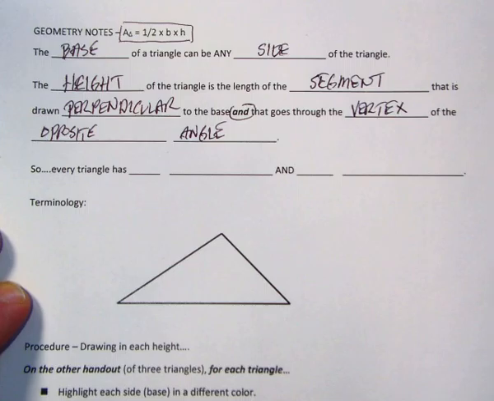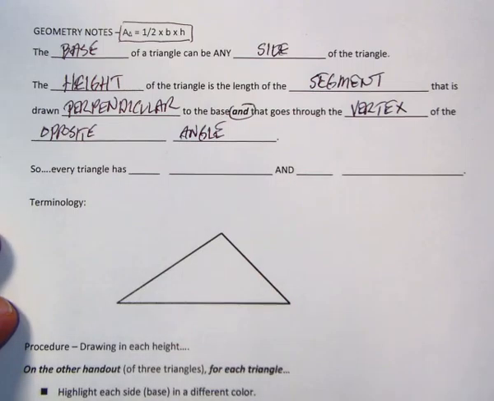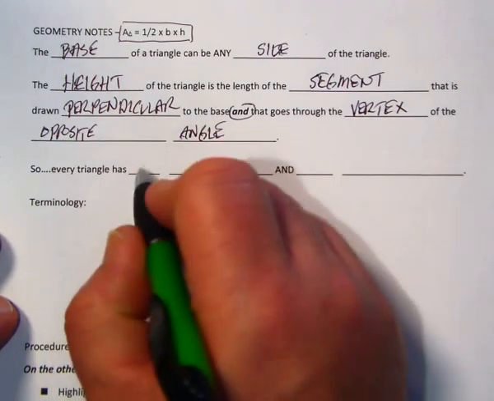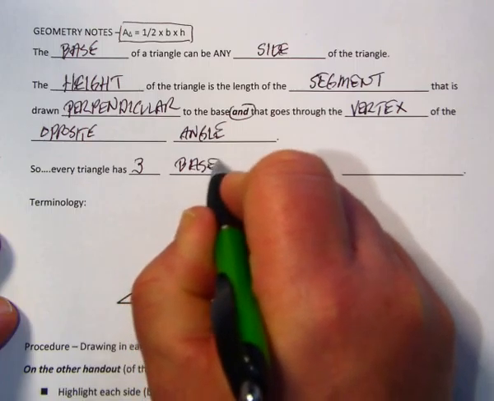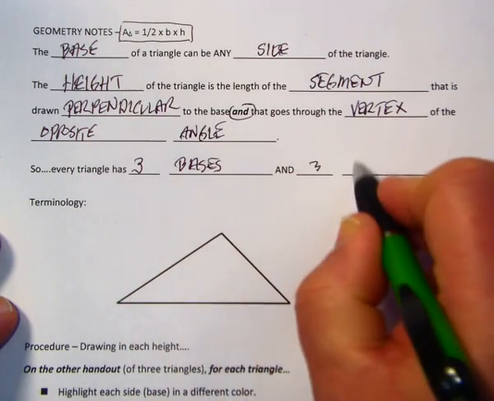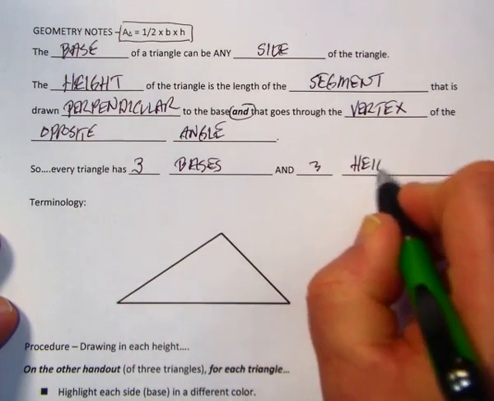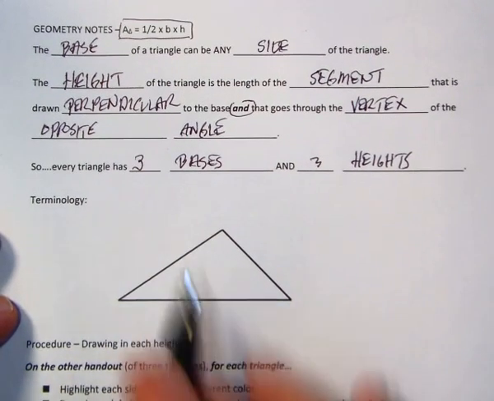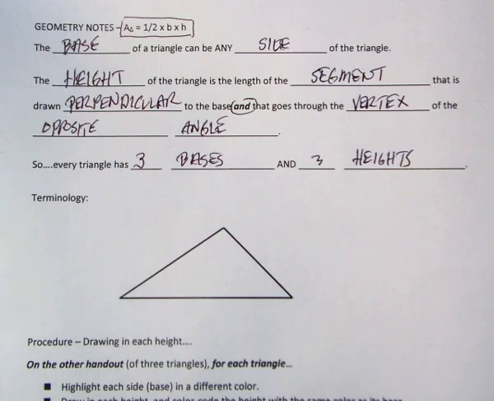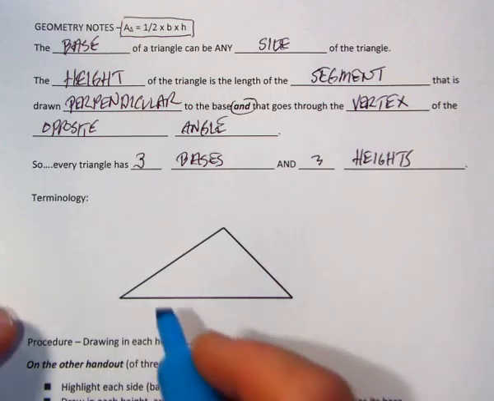Now, there's a lot of terminology in there, and so what we're going to do is decipher all of that and give you examples and give you practice on all of this. So every triangle has 3 bases and 3 heights. So we have a sample triangle here, and what I'd like you to do is take your highlighters, and we're going to first of all do the easiest one in this triangle.